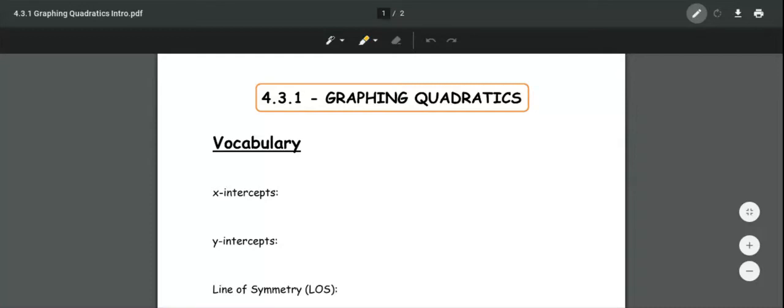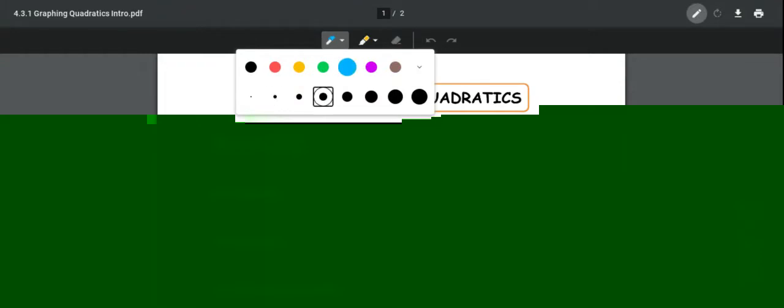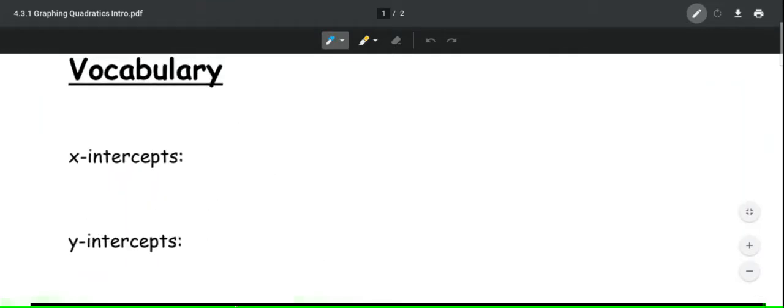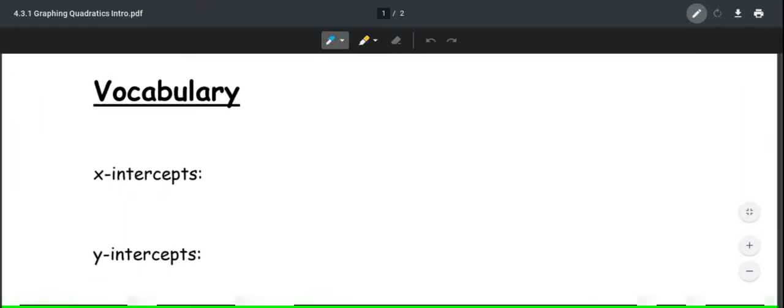We just did a unit on quadratics and solving them. And now we are going to graph them. So we first have some vocab that we need to look at. First is x and y intercepts, which hopefully is old news for you.